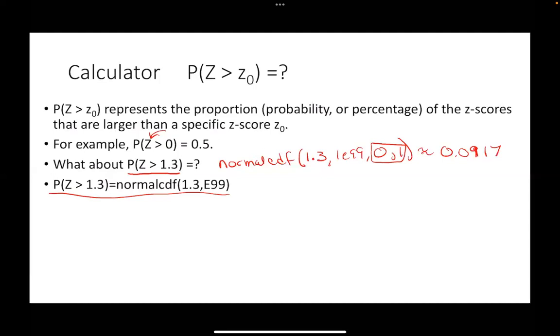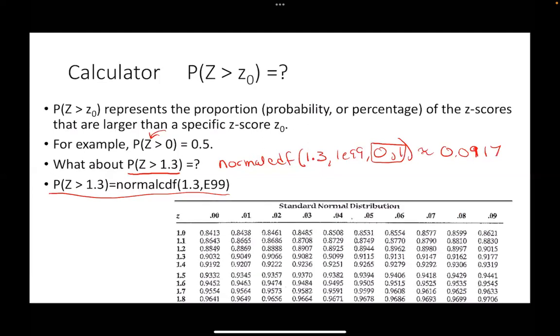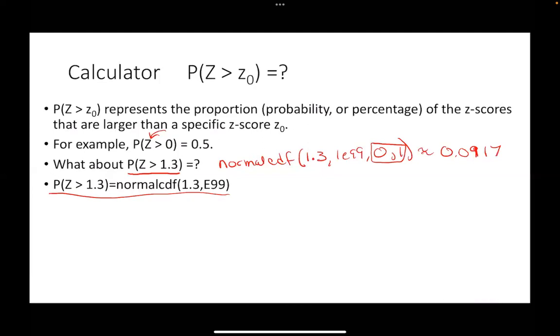So is E99 the same thing as 1E99? Yes, it is. So it doesn't matter if you put the 1 there or not? I've never tried it with just E99. I've only ever tried it with 1E99. So I'm not going to commit. So play it safe and put the 1. It's probably fine, but I'm not going to commit.